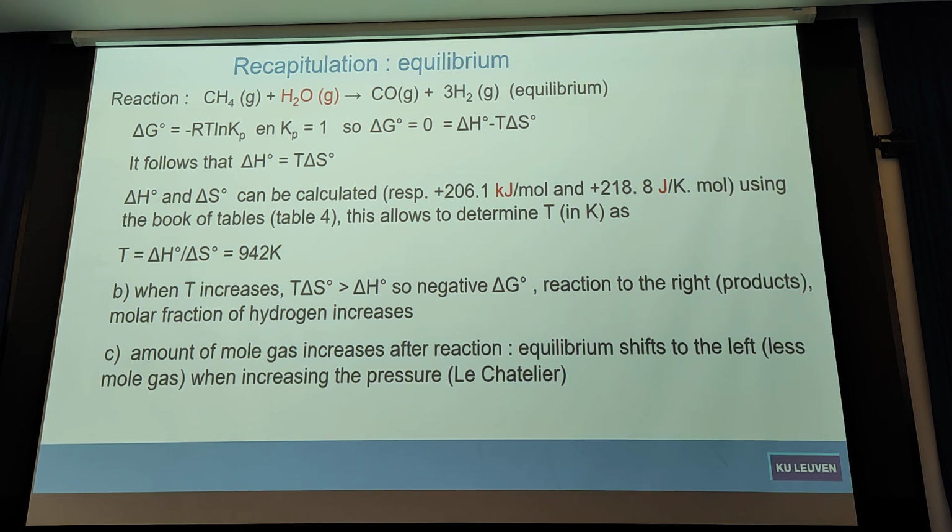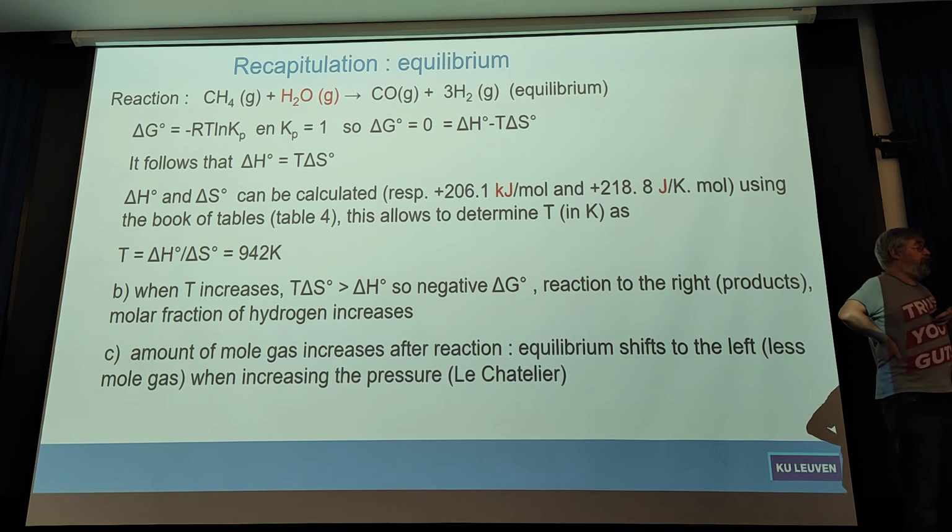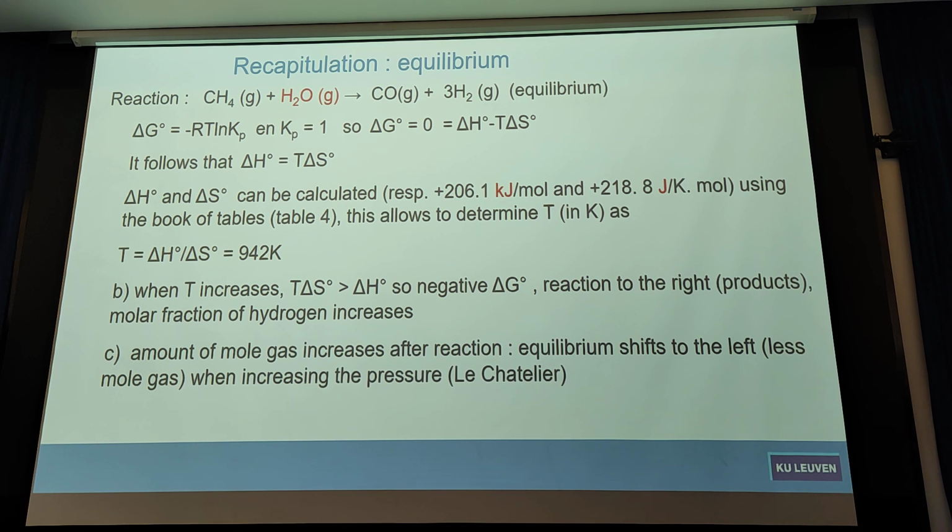Now, in fact, at the moment when the temperature increases, our T delta S factor will actually, in absolute values, be larger than delta H. That means our delta G, free energy, will become negative when we increase our temperature. And the reaction will be spontaneous, meaning Kp is larger than 1. And that means we move towards the products. In other words, if you move towards the products, the molar fraction of the dihydrogen will increase.